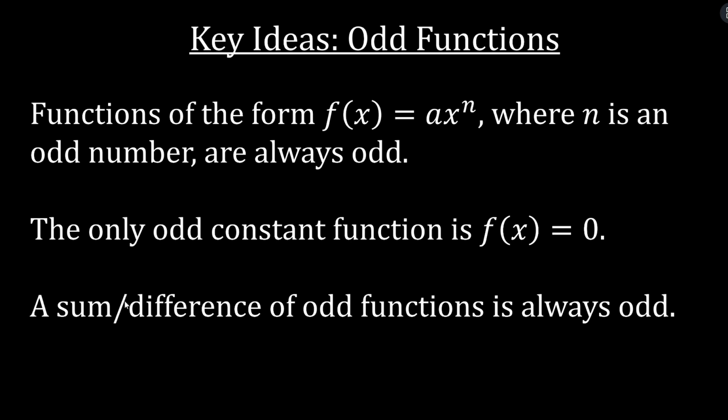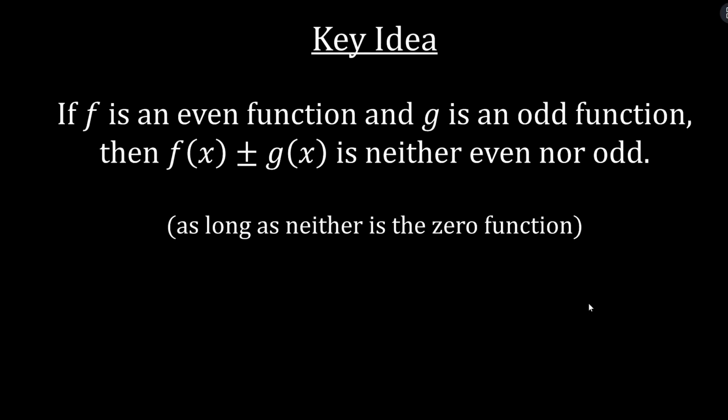Okay? And finally, a sum or difference of odd functions is always odd. So very similar. If we add even functions together, we get an even function. If we add odd functions together, we get an odd function. Here's a really important key idea, which is a good way to identify that a polynomial is neither even nor odd. If f is an even function and g is an odd function, then if we add or subtract them together, the result is neither even nor odd. And this is as long as neither function is the 0 function. So f of x equals 0 or g of x equals 0. That's a weird counterexample. But if we exclude those, then this is absolutely true.